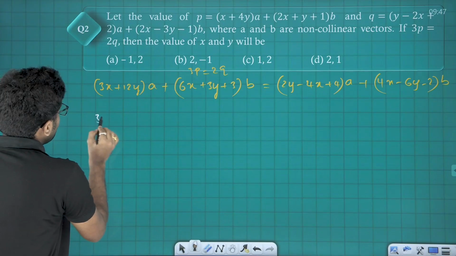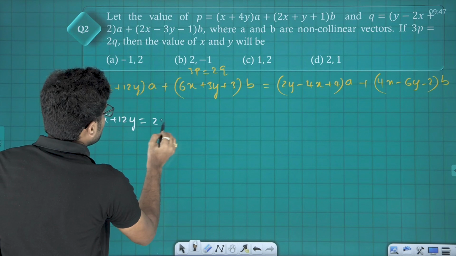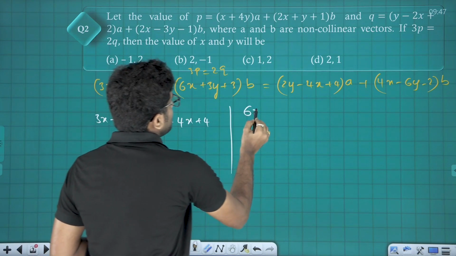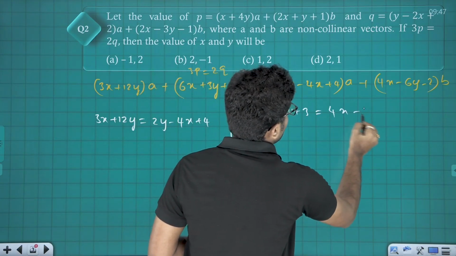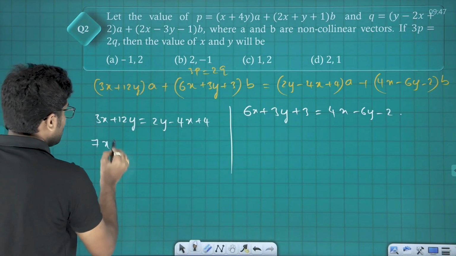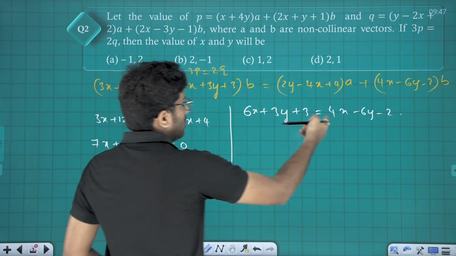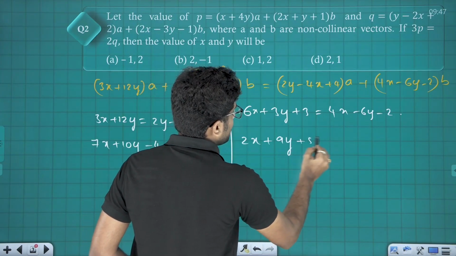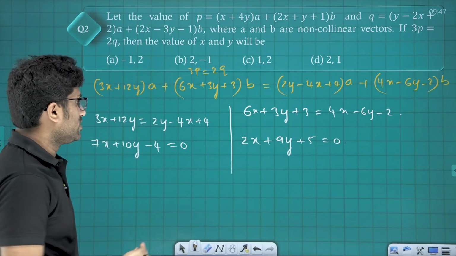So that becomes 3x plus 12y is equal to the coefficient of a, which is 2y minus 4x plus 4. In the same way, the coefficient of b gives 6x plus 3y plus 3 is equal to 4x minus 6y minus 2, friends. So from these two, 4x plus 3x, 7x plus 10y minus 4 is equal to 0. Equation 1. 6x minus 4x, 2x, 3y plus 6y, 9y, 3 plus 2, 5, is equal to 0. So we have got two equations now. Two equations, two unknowns, friends. This is how we solve for x and y.